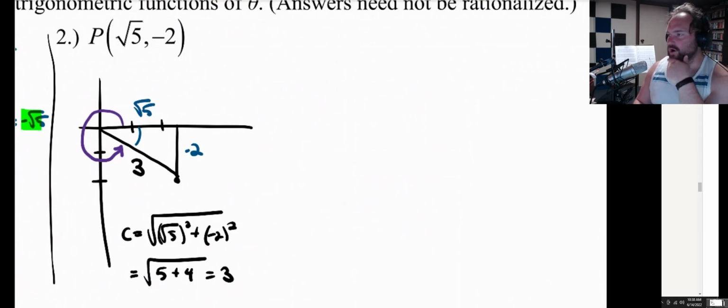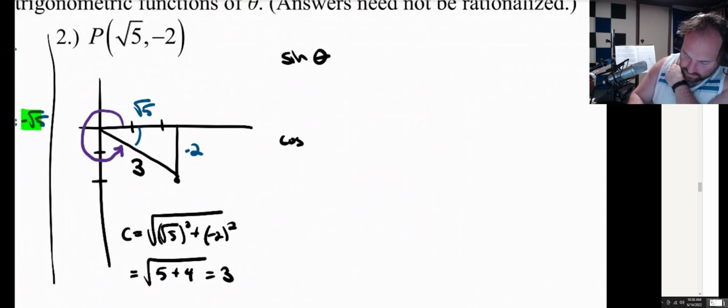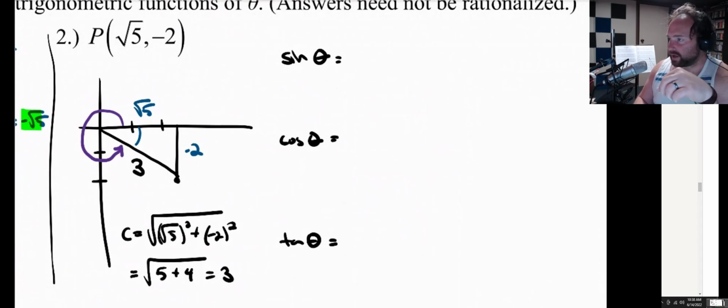That will make our answers much easier. So again, once you've got this work done, now it's just a matter of making out this little grid that we always make and thinking about our sines, cosines, and tangents. So the sine in this case, again, is opposite over hypotenuse. That's the negative 2 over the 3, so negative 2/3. Nothing to worry about there.